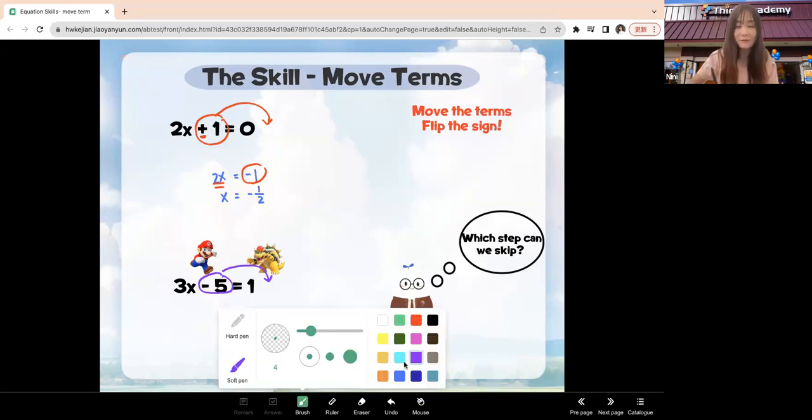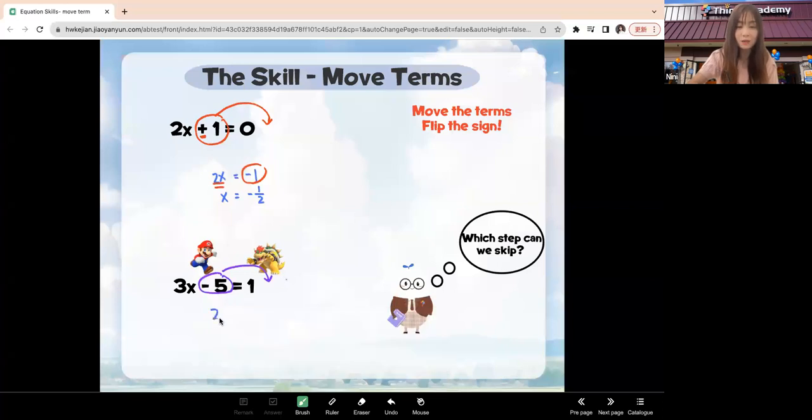Okay, therefore, guys, in future, if you see any terms that you need to move, you can just think about this story. Because negative 5 betrays its original team, it has to change its mind into the opposite sign, and become plus 5. So we have 3x on the left and 6 on the right. And we know that the value for x will equal 2. Okay. All right. So this is how we can move the terms. And the key thing is don't forget to flip the sign.